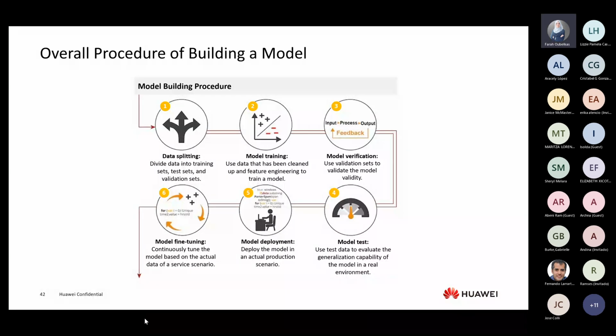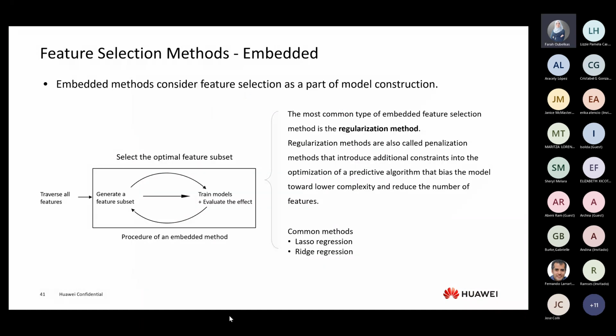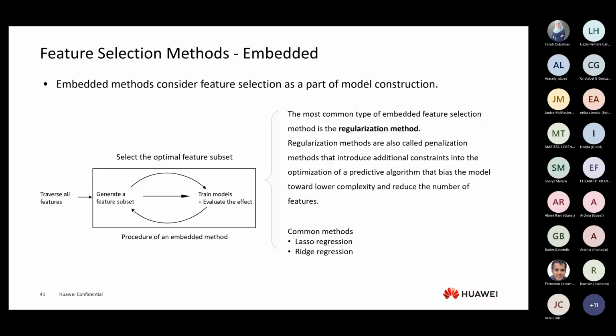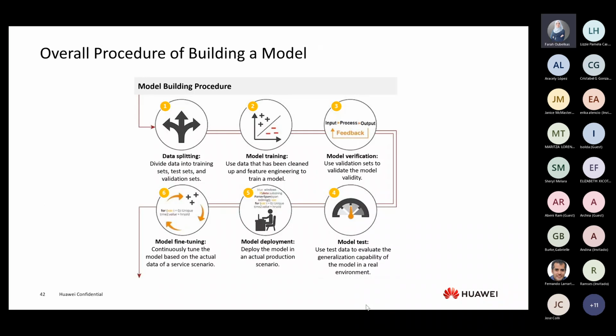Okay, so now we finished the feature selection methods. We have embedded, filter, and wrapper as supervised. What about unsupervised? What did we say about unsupervised methods in feature selection? In unsupervised, we ignore the goal or the target variable, and we are looking for similarities to create clusters.